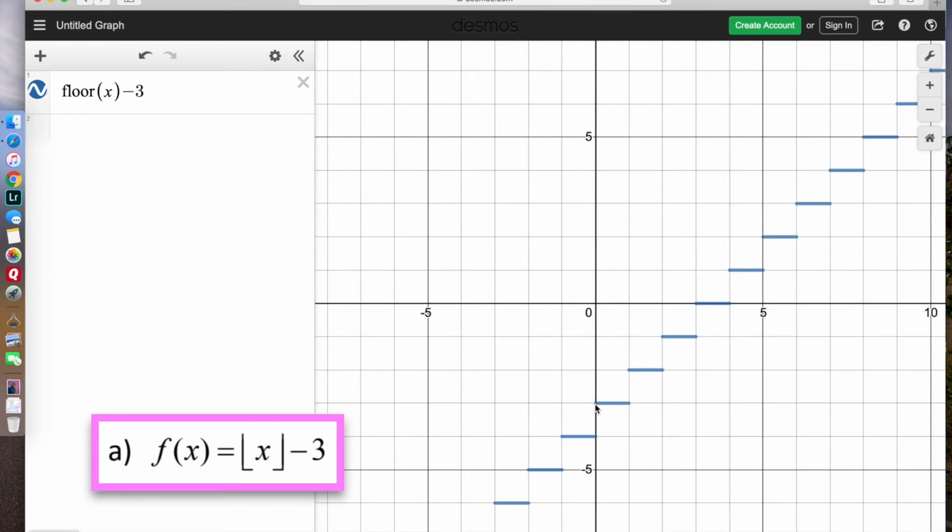So your closed circle would go here on the left and your open circle would go here on the right. So for all of them, closed circle, open circle, closed circle, open circle, the closed circle on the left and the open circle on the right.